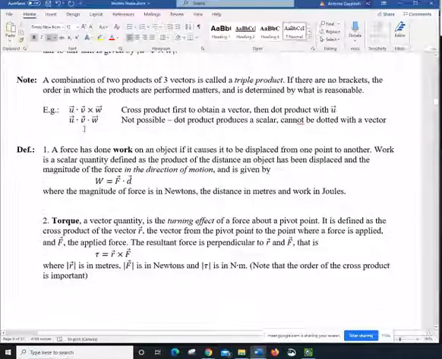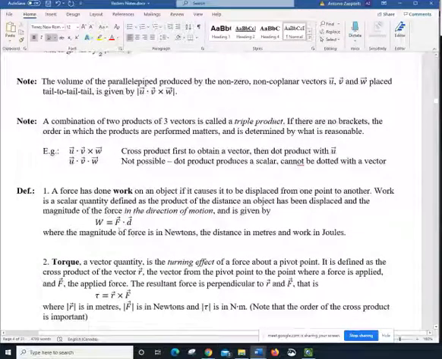Then we have this idea of work, which is given by the dot product of two vectors. And next class, we'll take a look at this thing called torque.